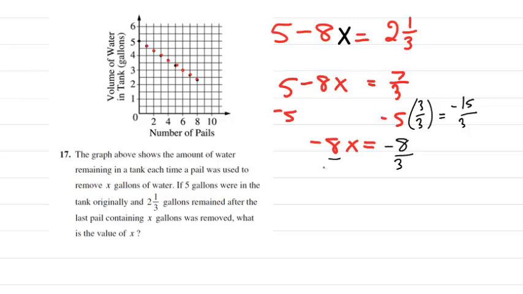Divide both sides by negative 8, which on the right-hand side I can call multiplying by 1 over negative 8. And now we have x equals, negative 8's cancel, leaving us with 1 on the top and 3 on the bottom. So the value of x is 1/3.